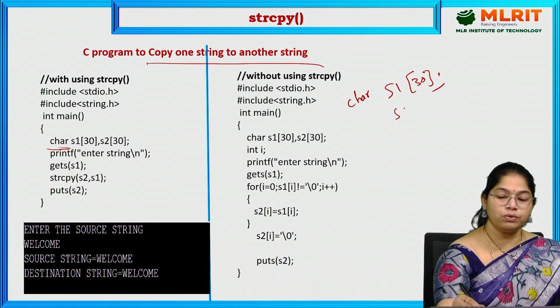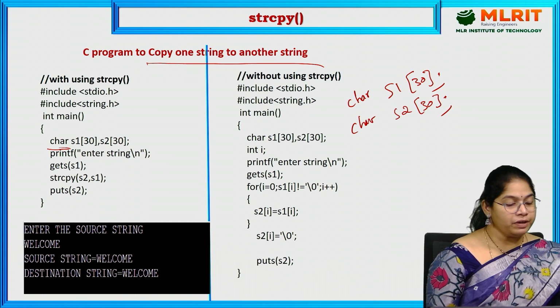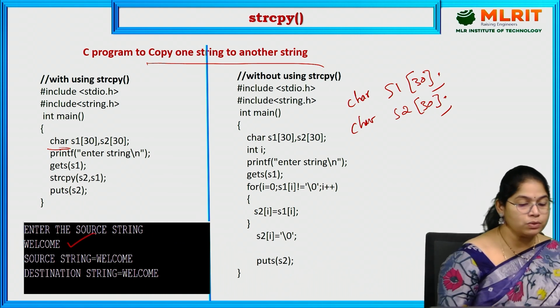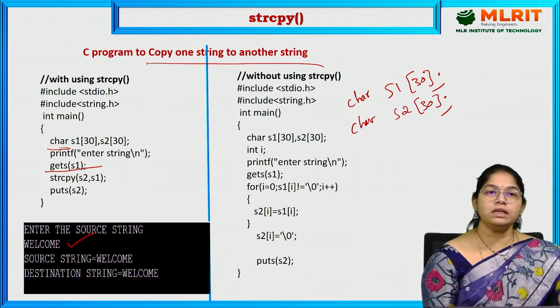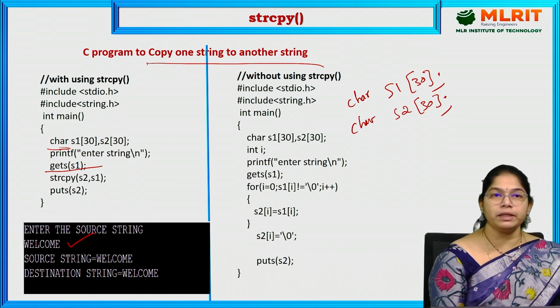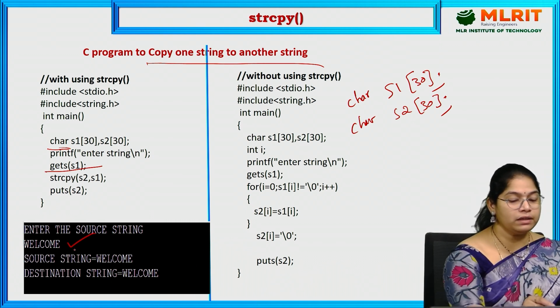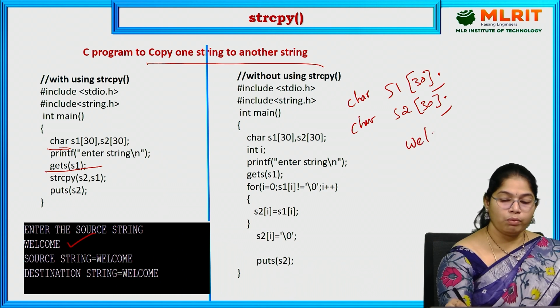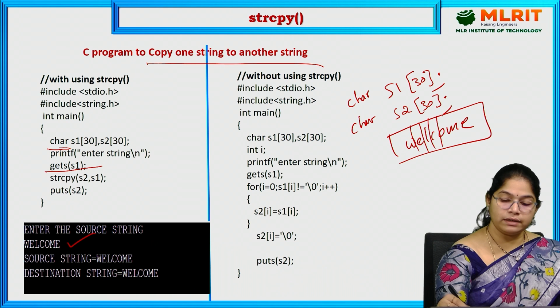S2 also is of 30. S2 is also character data type. Then printf enter the string. So here I gave the string as welcome. So using the gets function, gets is the input function which is used to read the string value given by the user. So here using the gets function, I have read the string called welcome. This is a string because a string is a character array with a null character.